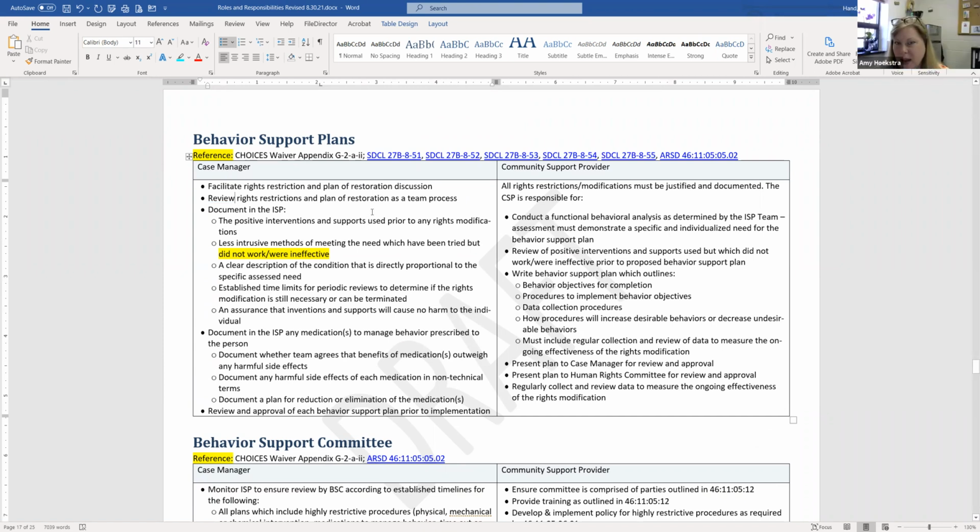One comment that I had, on the first couple bullets on the case manager side where it says facilitate rights restriction and review rights restriction. Should it be the behavior support plan versus the rights restriction, or should it be highly restrictive rights restrictions and behavior support plans? Because they don't review all the other rights restrictions. Yes.